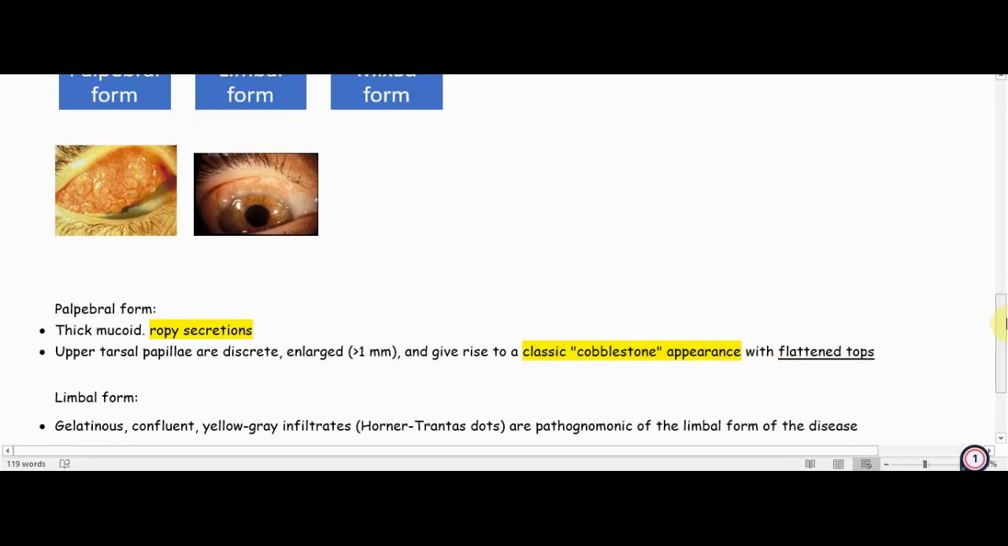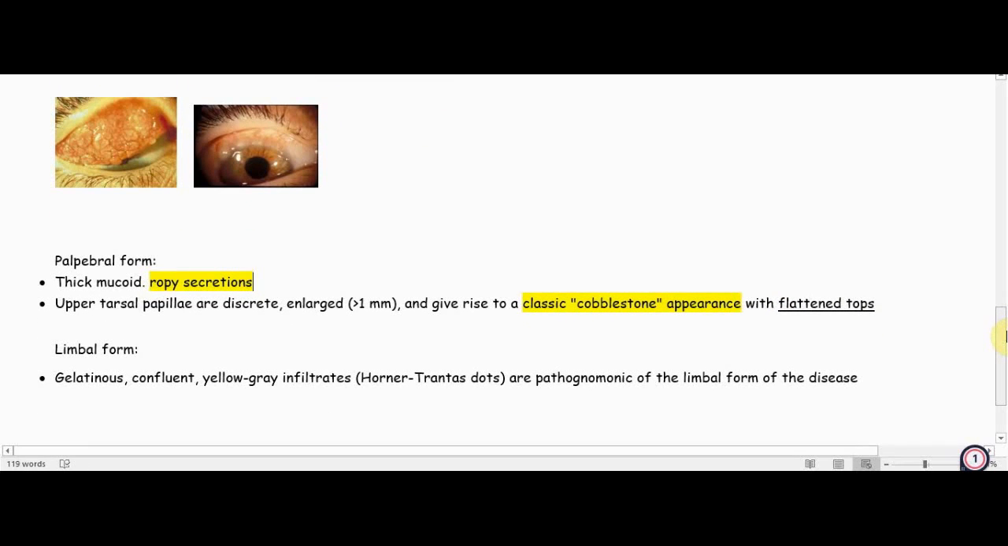Alright, so the second type is the limbal form. So why are we interested in this type, and what does limbal form mean? The limbal form of vernal keratoconjunctivitis is seen in dark-skinned individuals of Africa and India. Now let's talk about the various features of the limbal form, and this will be important when we're doing the clinical manifestations. One thing I missed was that the thick ropey secretions are generally found together with the tarsal papillae.